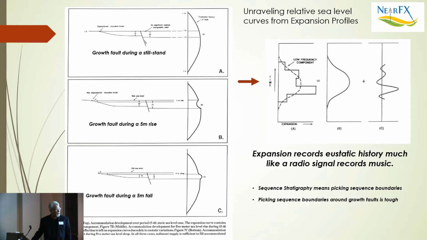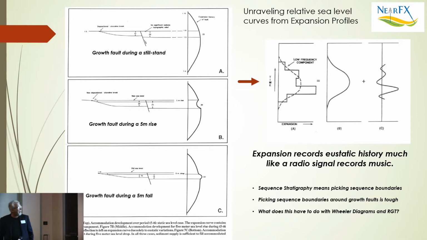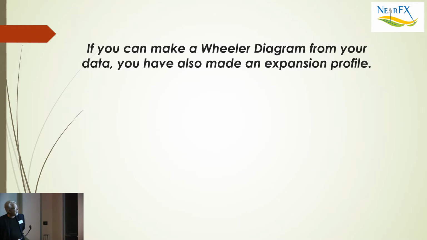Picking sequence boundaries around growth faults is tough, and mostly, what on earth does this have to do with Wheeler diagrams and relative geologic time, which is the reason I'm here talking. The answer is a little bit counterintuitive: if you can make a Wheeler diagram in precision, very precise from seismic data, you have also made an expansion profile.